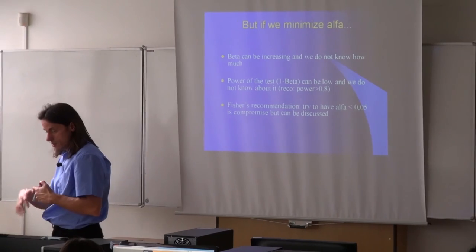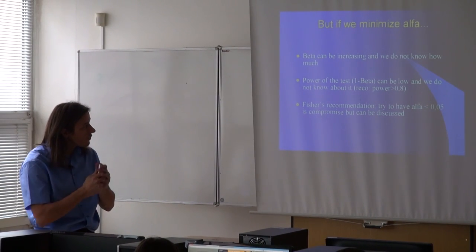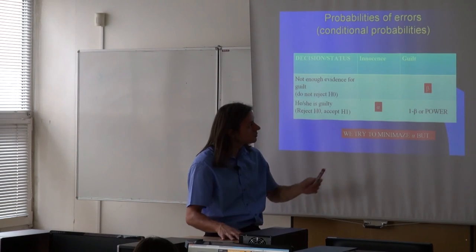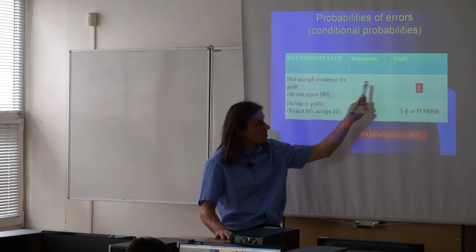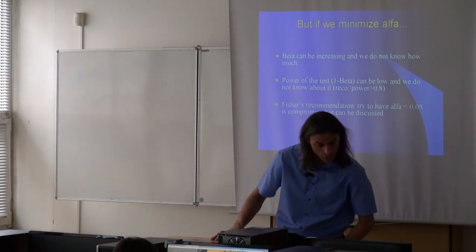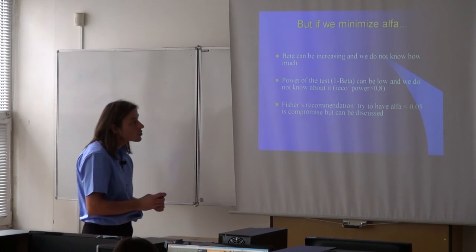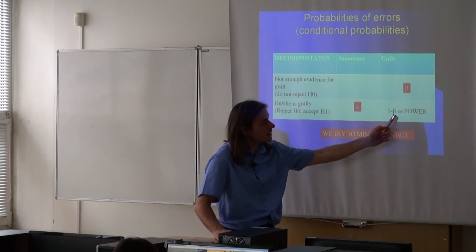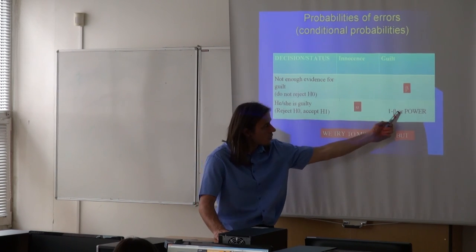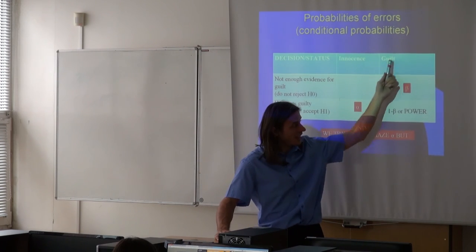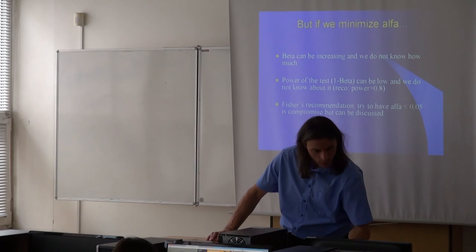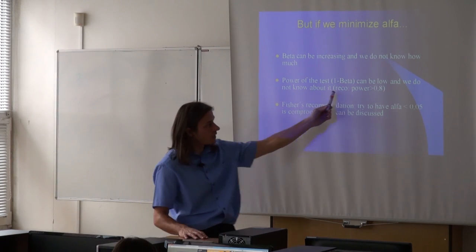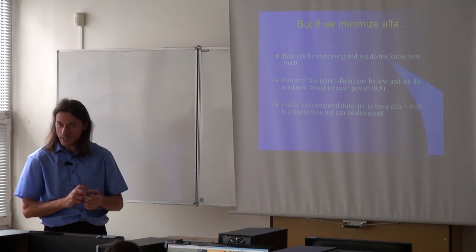If you try to have alpha very, very low, beta can be increasing. So you can quite often make this second type error. And you usually do not know what the beta is. And there is also a well-known concept which is called power of the test. If you go back, power of the test is the situation in which you say, okay, I have proven the effect and the effect exists. And you would like to have quite big power in your data analysis. There is a very easy recommendation in the literature, usually in psychology, that the power should exceed 0.8.